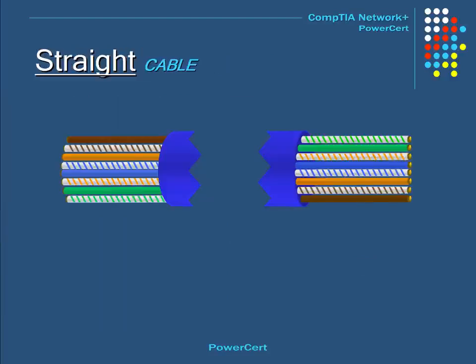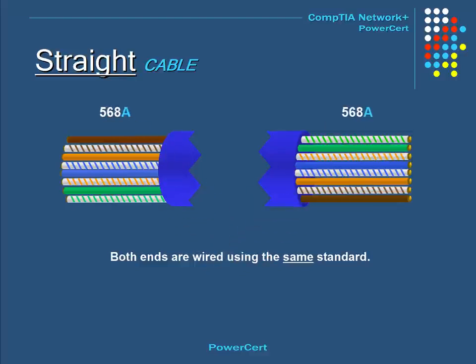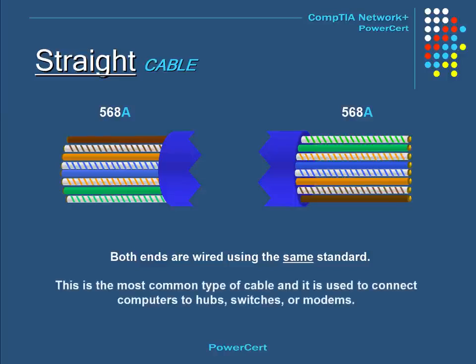Whether you choose to use the A or B wiring standard, if both ends of the cable are wired using the same standard, then this is known as a straight cable. For example, this cable is wired on both ends using the 568A standard. A straight cable allows signals to pass straight through from end to end. And this is the most common type of cable, and it is used to connect computers to hubs, switches, or modems.